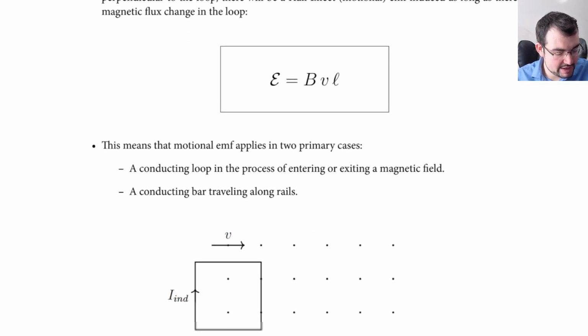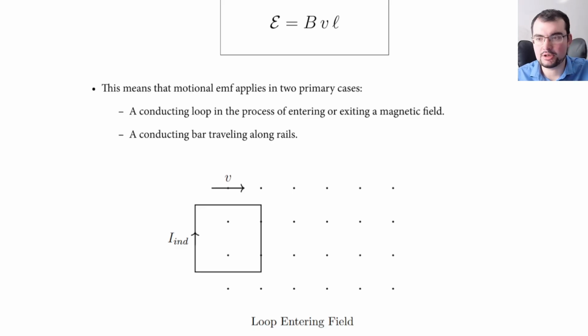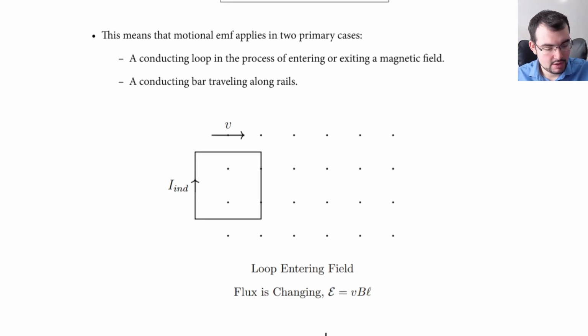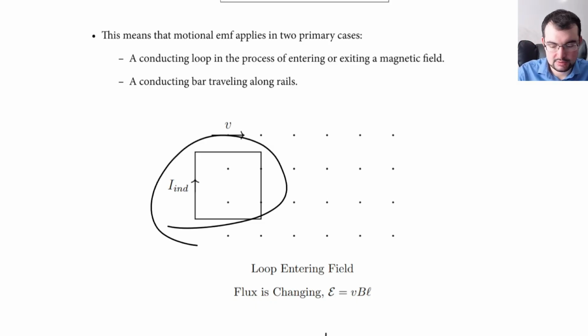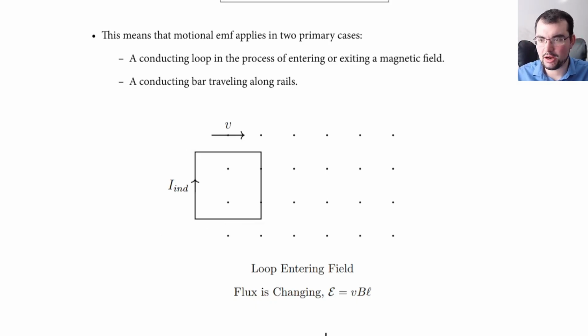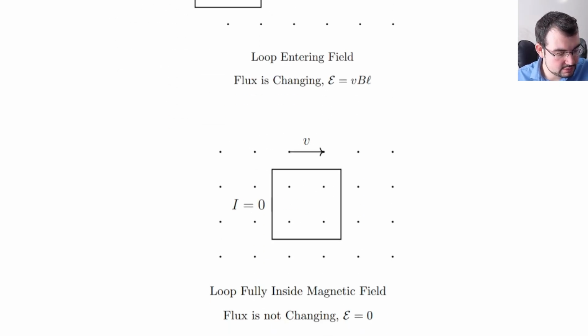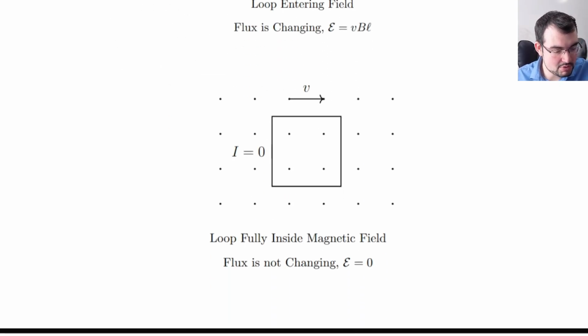And the two main cases of this: first we have the magical conducting loop marching through the field, and the second one is the bar on rail problem. So if you have a change in flux, you get a VBL Hall effect voltage. And if you are fully in the field, you have no flux change, so you don't get an induced EMF. Well, technically you do, you just get two canceling EMFs.